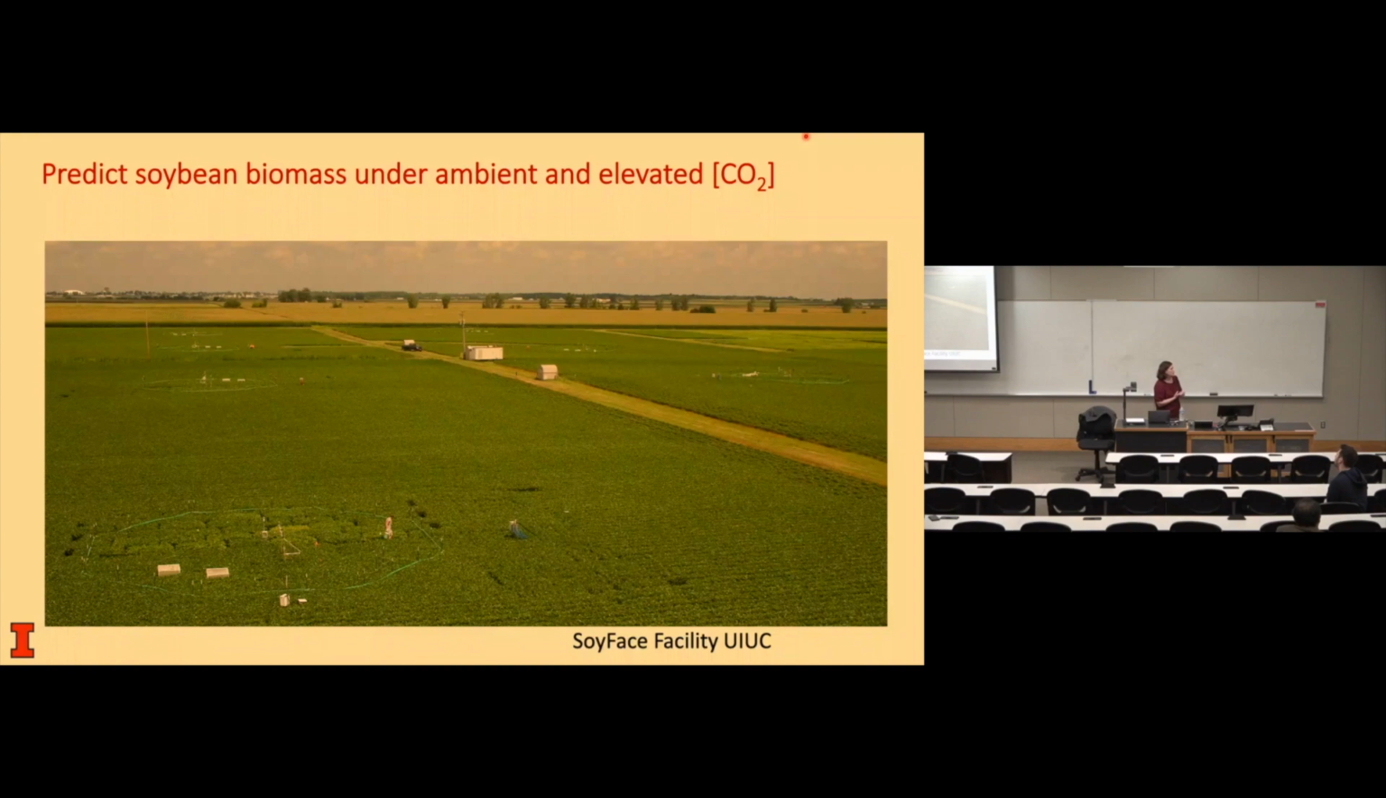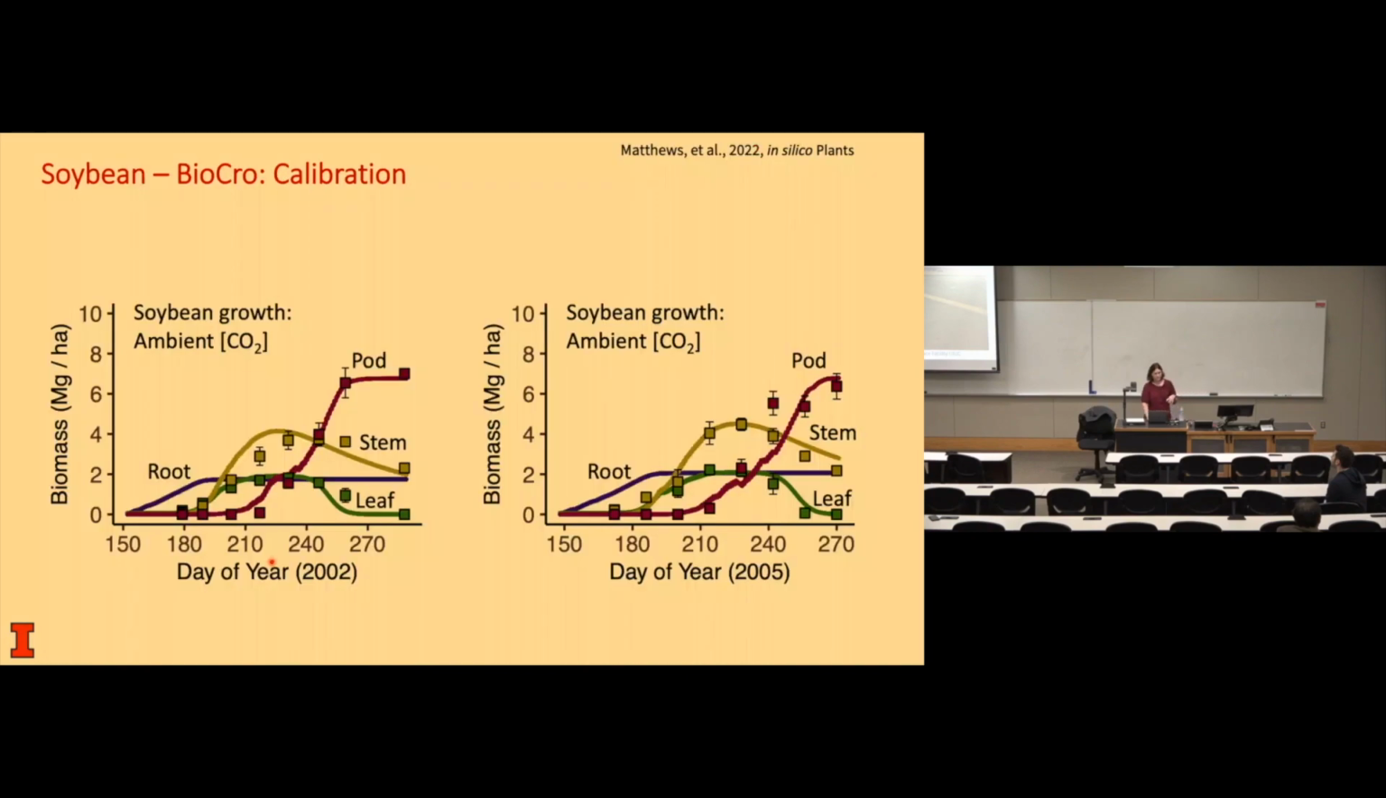Using this model, we calibrated it and validated it against some data from Illinois at the SoyFACE facility, shown here. This is a field where they can control the atmospheric CO2 levels for certain parts. If you can see, there's this ring down here. Inside of this, they're able to increase the atmospheric CO2 locally so they can grow crops in field conditions, but under higher levels of atmospheric CO2 than what is ambient right now.